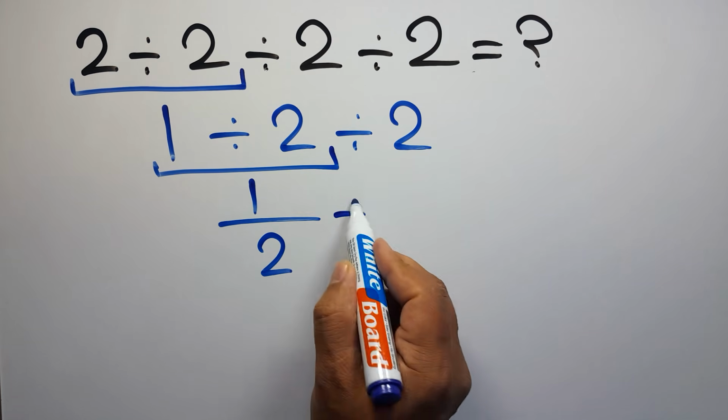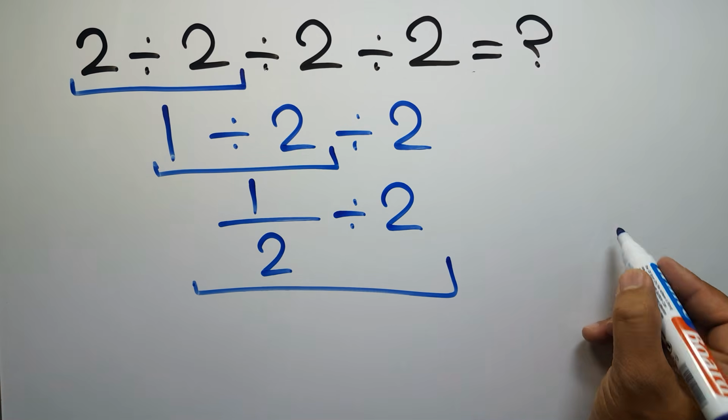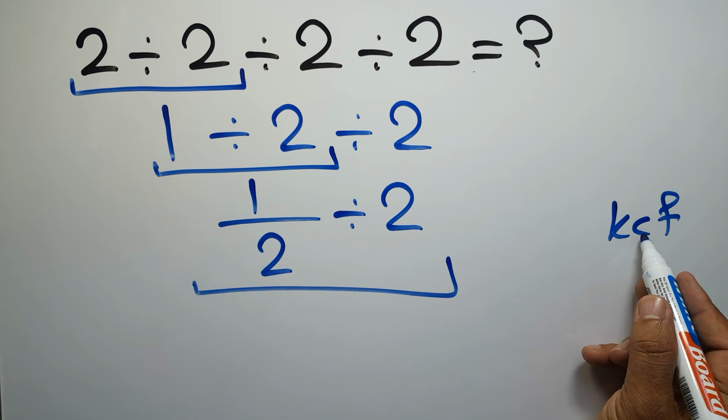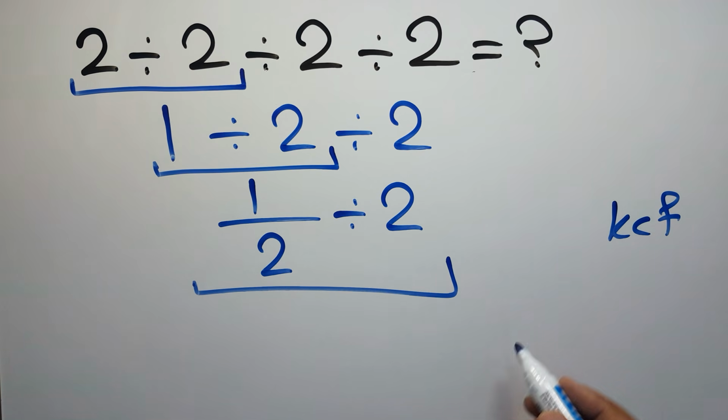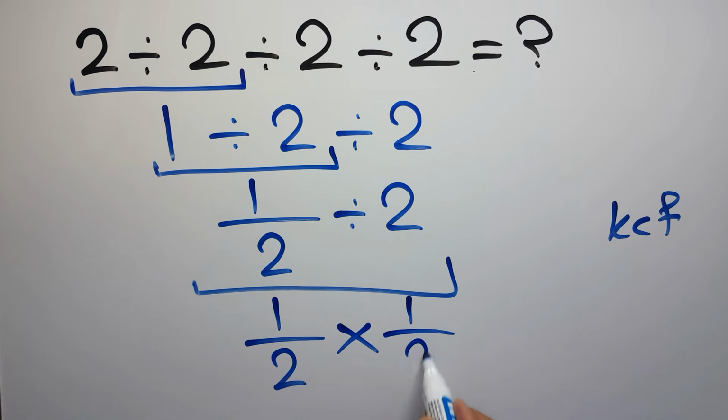Then divided by 2. Now, according to the KCF rule, K stands for keep, C stands for change, and F stands for flip. We can write: keep the first fraction, change division to multiplication, and flip the second fraction.